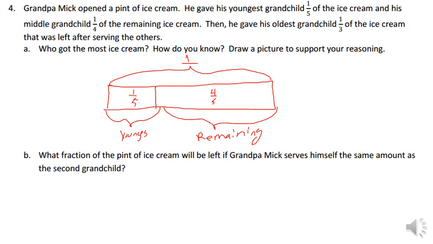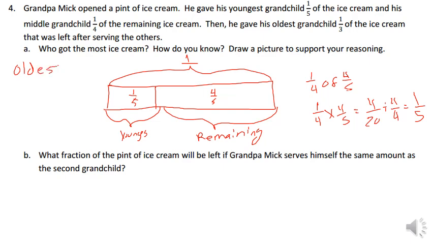So instead he gave 1/4 of the remaining. So that means 1/4 of 4/5, which is 1/4 times 4/5, which equals 4/20. And we know they're both divisible by 4, so that'd be 1/5. So we know that, and it says he gave the oldest grandchild. So there's the oldest, got 1/5.